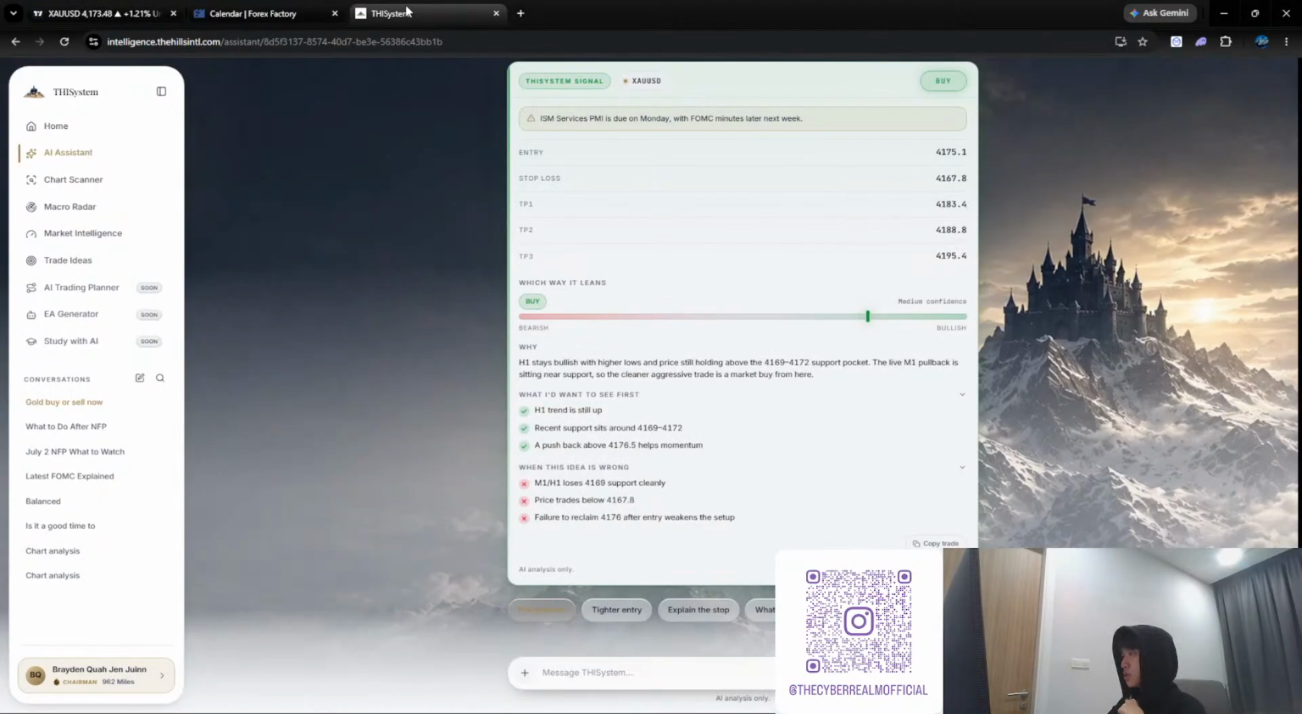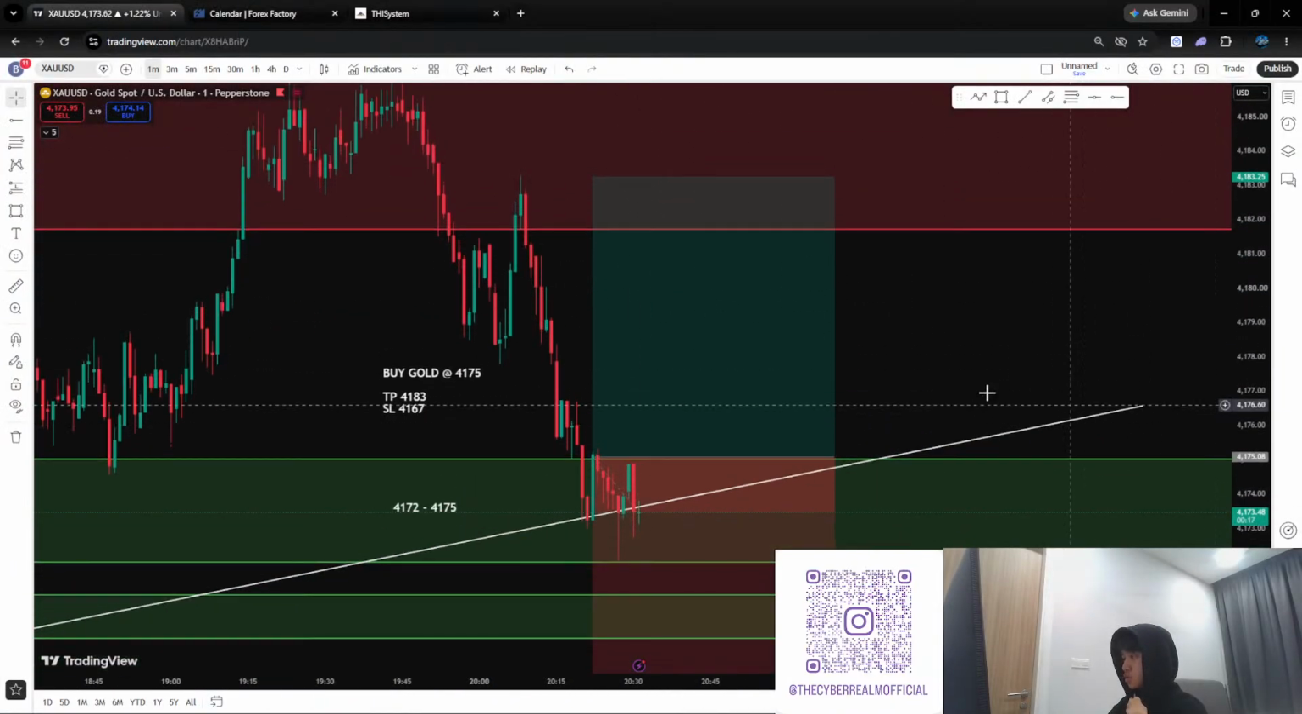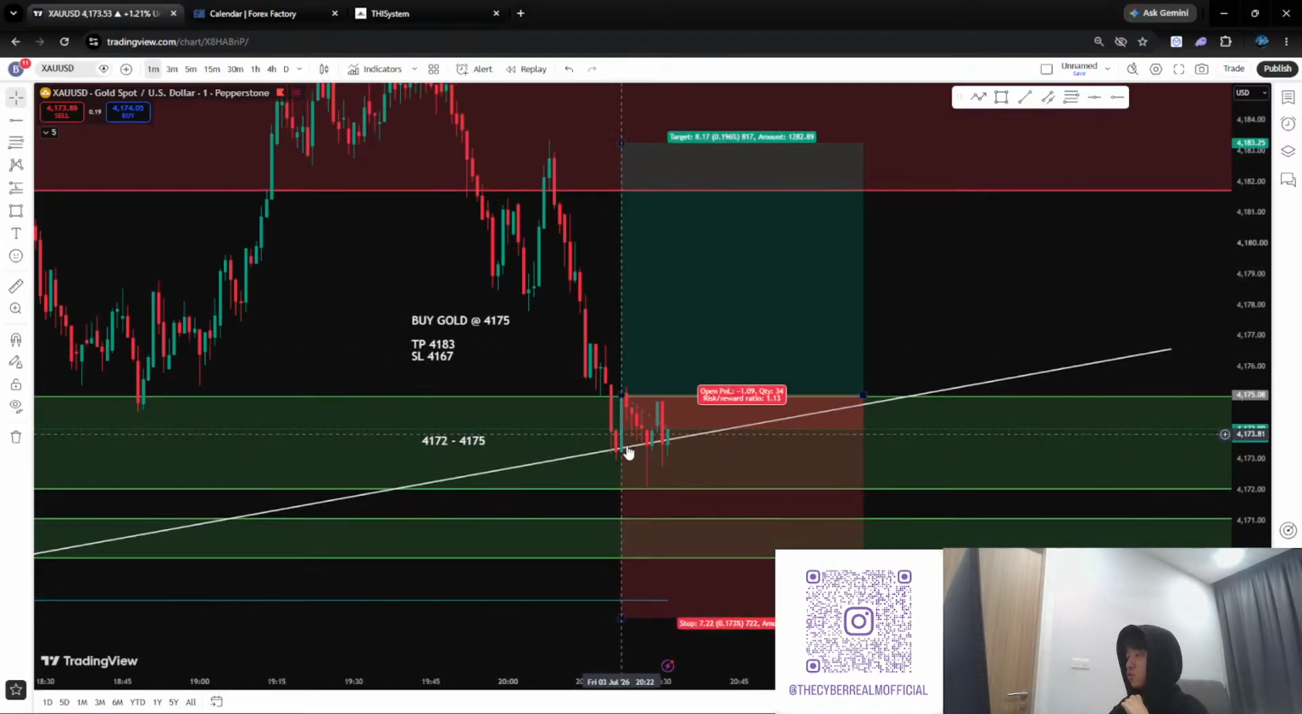4186. Is it literally what AI said? Yeah, it's literally what AI said. So same vision, same trade. Let's see. Alright, it's still ranging at this area.